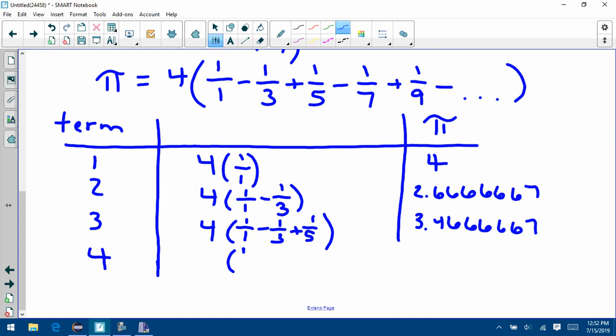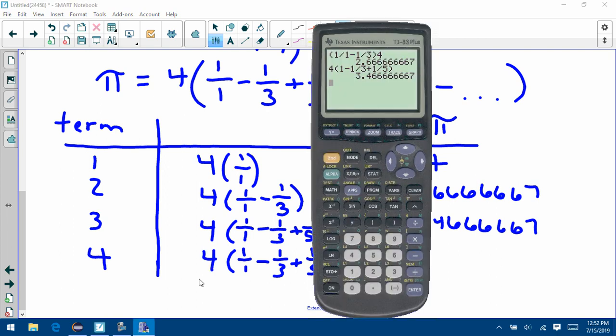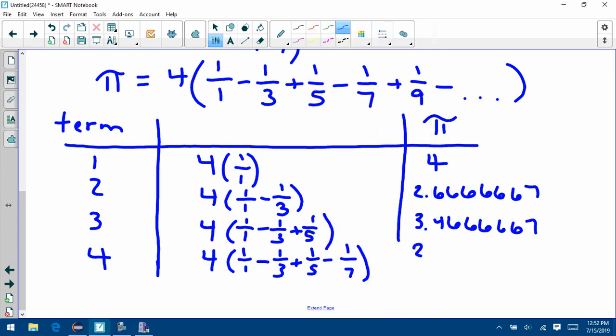Fourth term, I would take 1 over 1 minus 1 over 3 plus 1 over 5. Next term is going to be a minus again, 1 over 7. I'm going to multiply all that by 4. 4 times 1 minus 1/3 plus 1/5 minus 1/7. 2.89523, etc. .8095, I think it was. And then we'll do one final one.